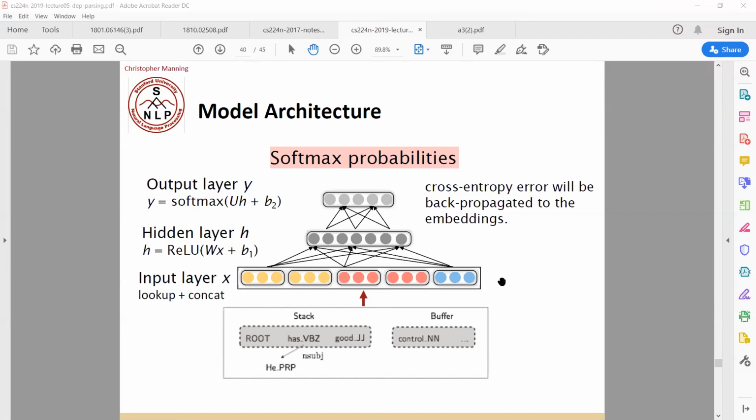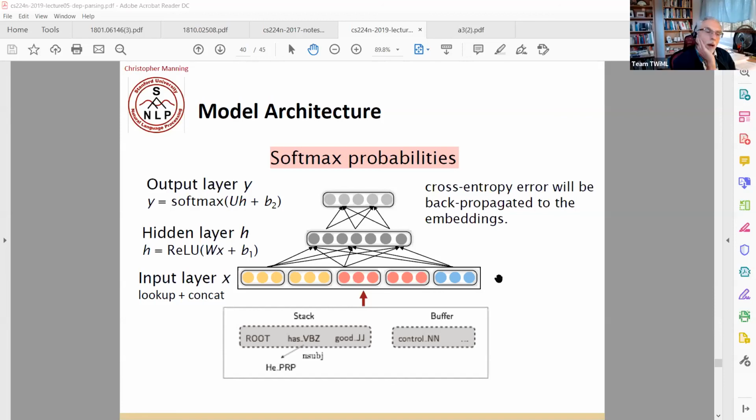Really, there should be 18 yellow circles, and there should be 18 pink circles, and there should be 12 blue circles. But yes, I think it's just showing that there are multiple d-dimensional vectors for each of those 3 things, and the 3 things are the words, POS tags, and labels. Okay. And then there's a ReLU applied to the hidden layer.